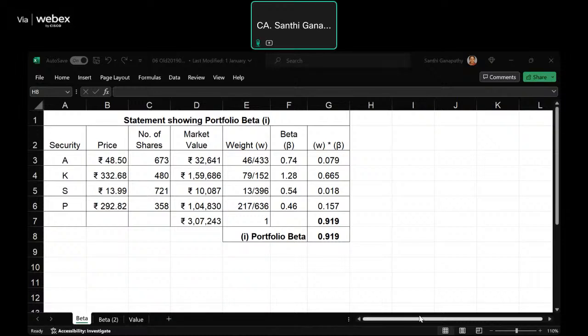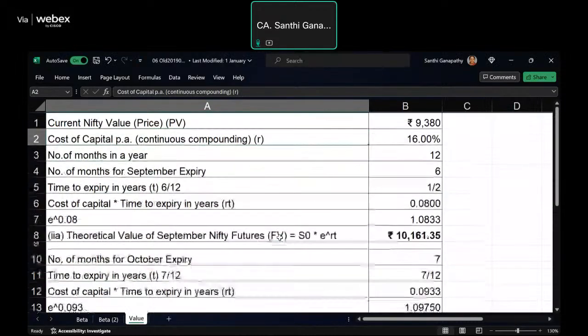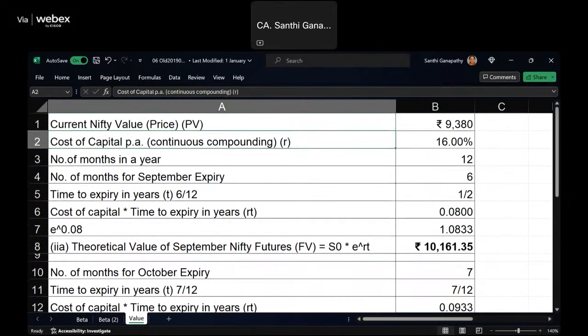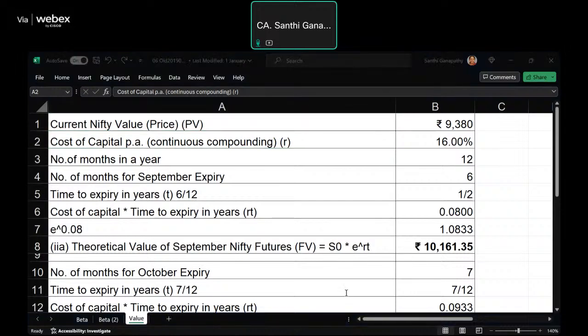The fair price or the theoretical price for a future is the future value of spot price. So now, next, once we have found beta, what can we do? Now, current Nifty is given as 9380.